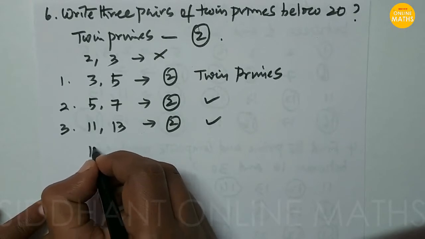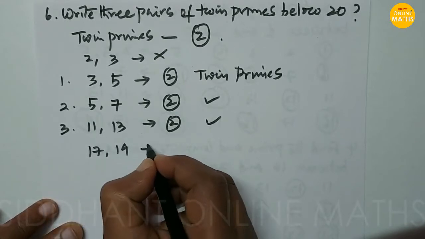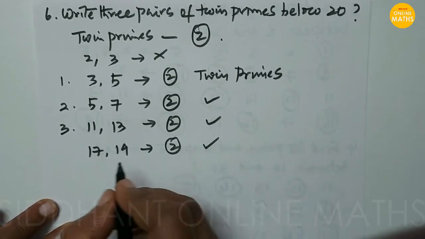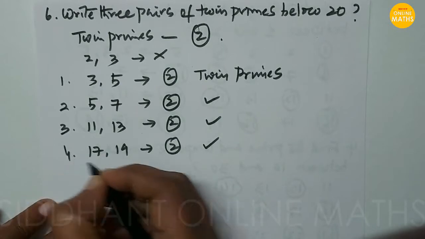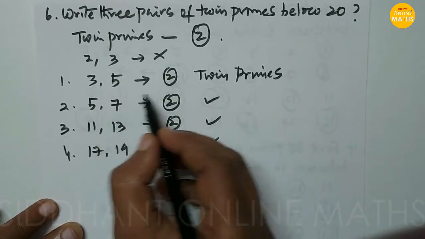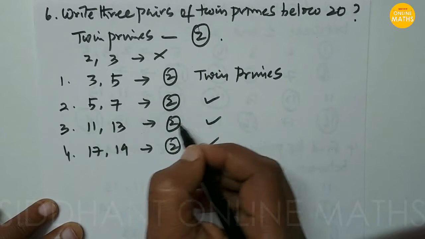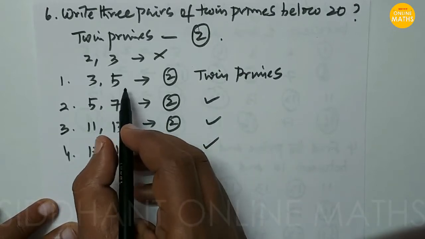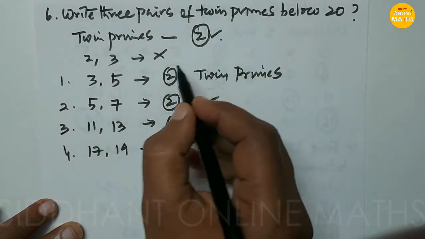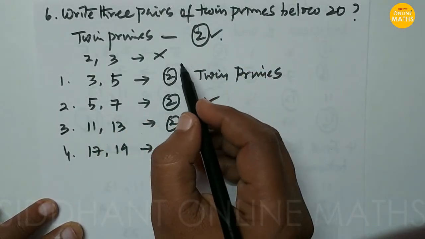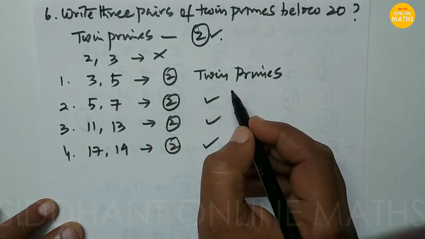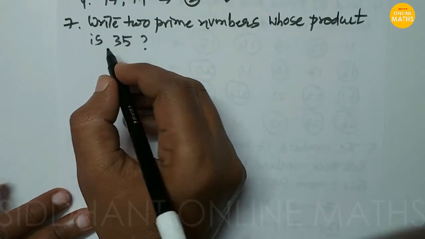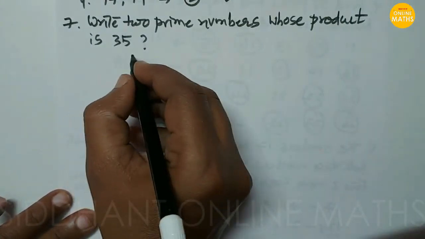At 20, 17 is a prime number and 19 is a prime number. The difference is 2, and it is also a twin prime pair, because the difference is 2. So these are the 4 pairs you are going to see. You can write any 3 pairs below 20. If you see a difference of 2 between two primes, then those primes are called twin primes. Seventh problem: write two prime numbers whose product is 35.